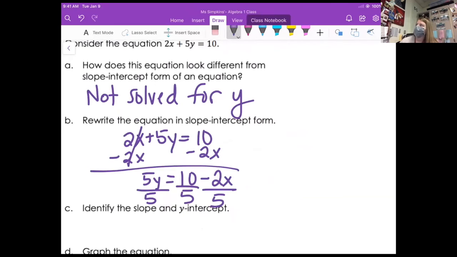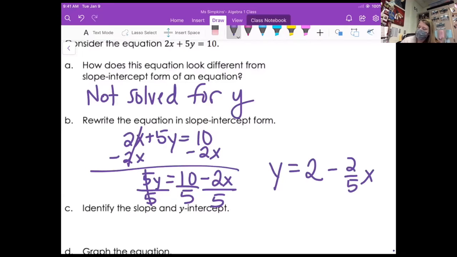What happens to the 5s next to the y? Cancel. Woohoo! Y is by itself. That makes me happy. What's 10 divided by 5? 2. And I'm going to leave 2/5 as a fraction. The reason is it's the slope. Remember, slope needs to be written as rise over run.